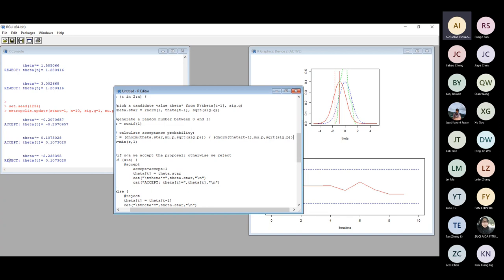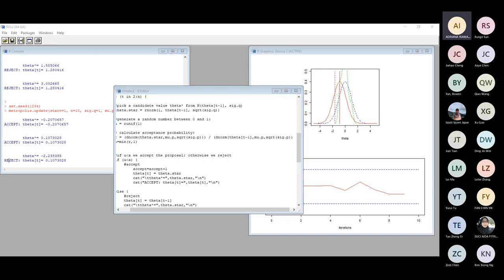Then we can change the variance. You can change the mean and variance of your target distribution, and your proposal too. Just put square root here. Okay, all right. So before we stop, going back to the long one.